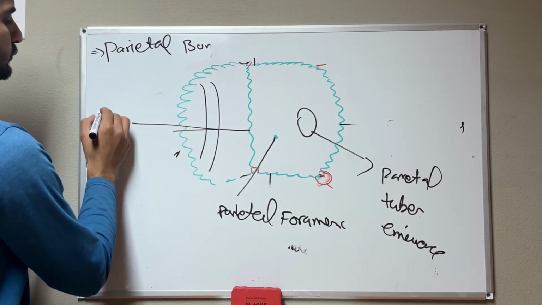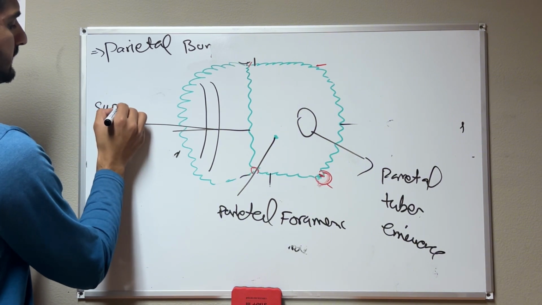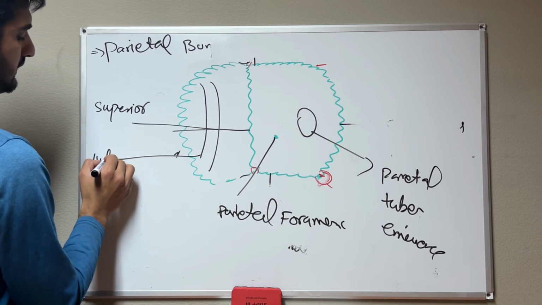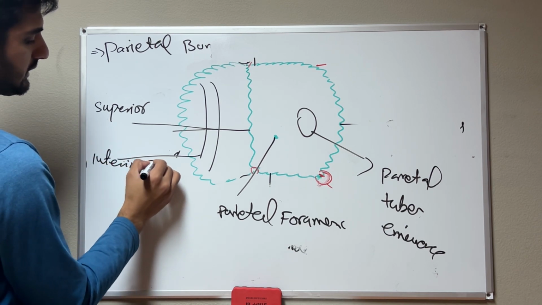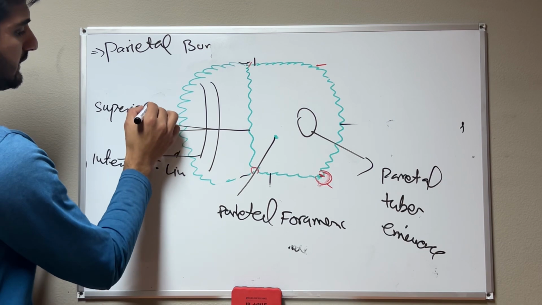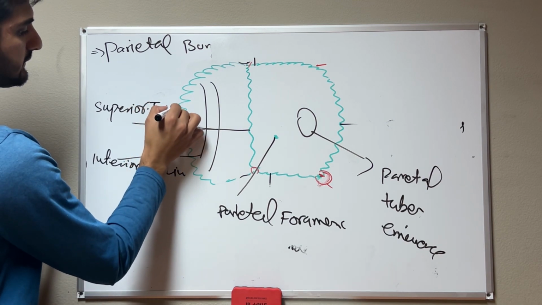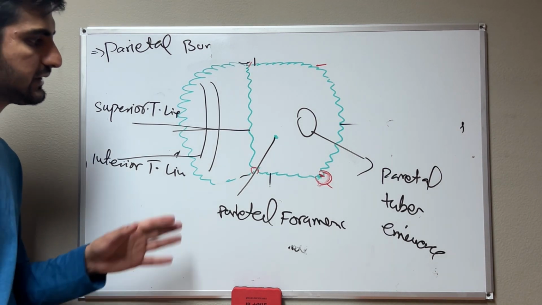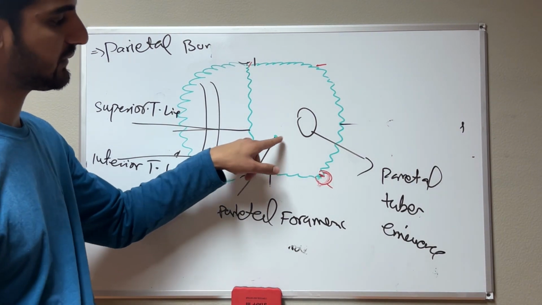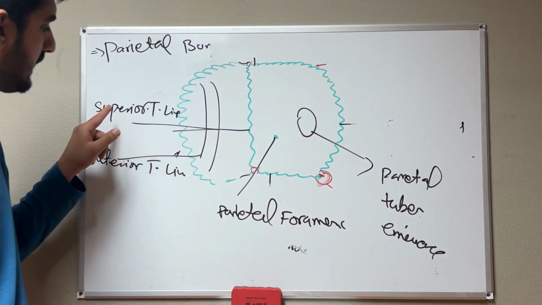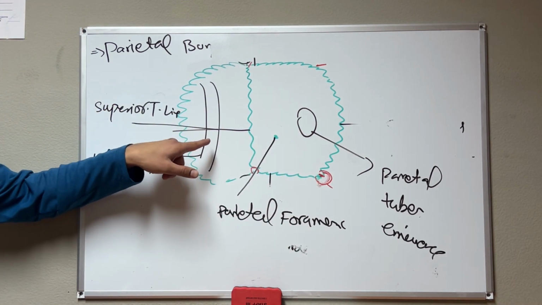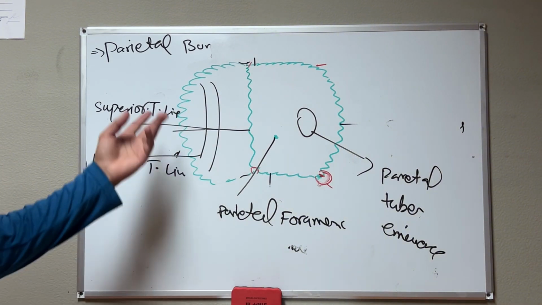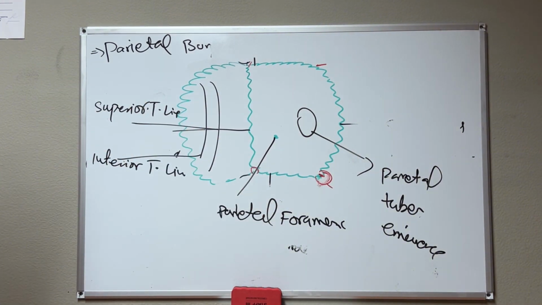One is the superior temporal line, and this is the inferior temporal line. Laterally, these are the formations which we discussed in the parietal bone. First, we have the parietal foramina, we have the parietal tuber or eminence, and laterally we have the superior temporal line and the inferior temporal line. Very simple: four angles, four borders, and five formations. Okay.